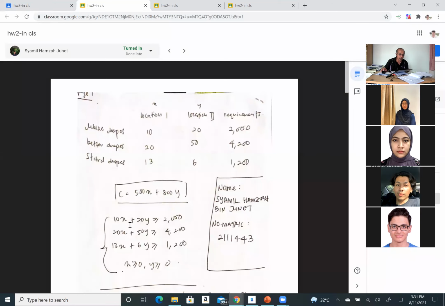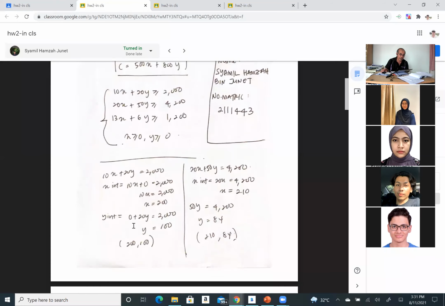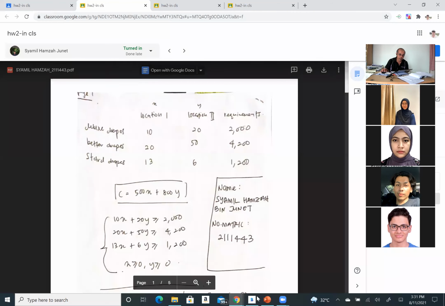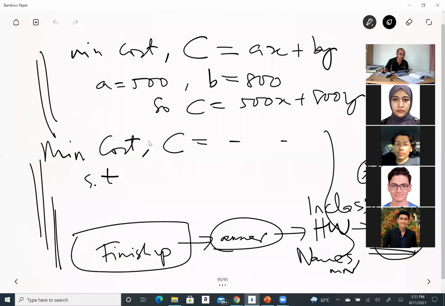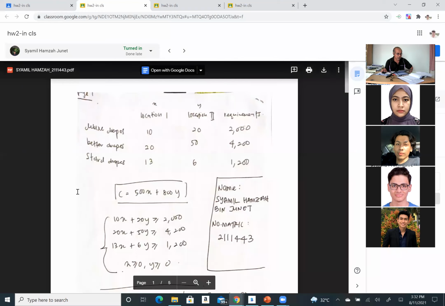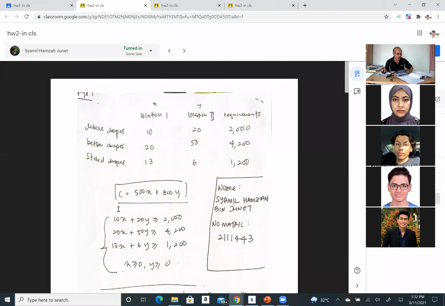Okay, you have the inequalities, and then you have to state the problem, like what I did here. I think if you did it in class, we should understand this. I talked about this. Minimize cost, which is the function, subject to the constraints which we just obtained. So you should write right down here, minimize the cost, subject to the constraints which are given.